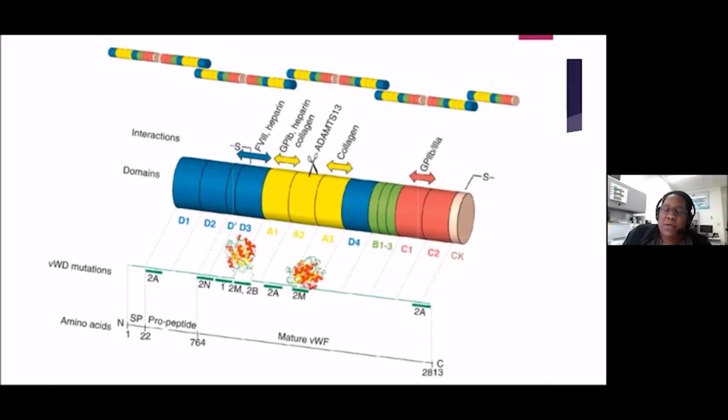But if ADAMTS13 is not there, you have von Willebrand factor stretching out into the lumen, catching platelets, and shearing red cells in the process. So this is where you get your microangiopathic hemolytic anemia, and you have your thrombosis. Put those together and you have thrombotic microangiopathic hemolytic anemia.